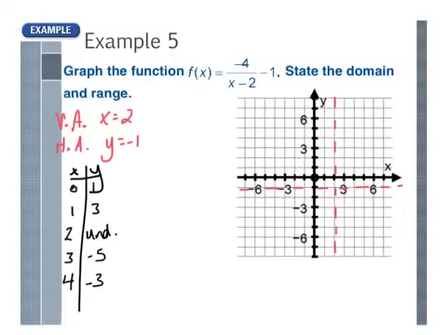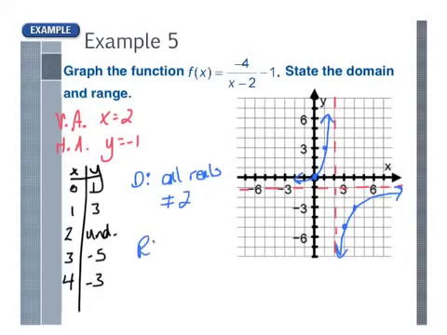Plot those points, and then use those points and the asymptote as a guide for how to draw those branches. Remember to put arrows on the end of them there. And then, of course, we need to identify the domain and the range. So the domain is going to be all reals not equal to 2. The range is going to be all reals not equal to -1.